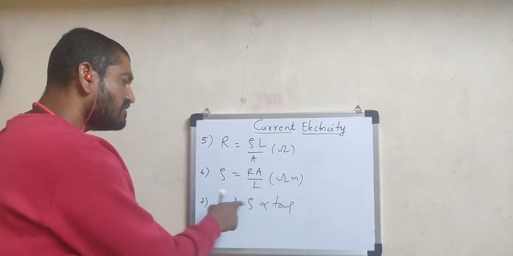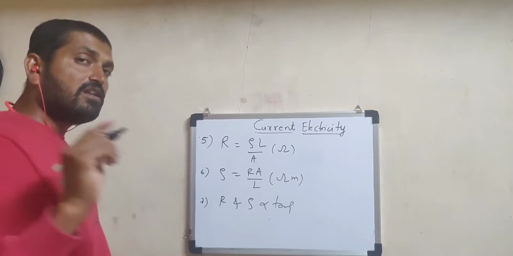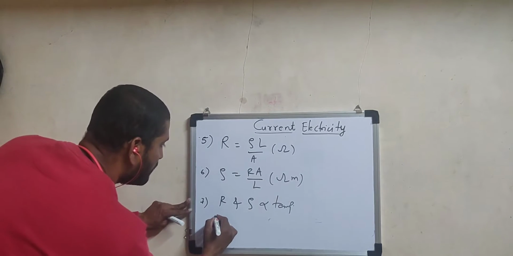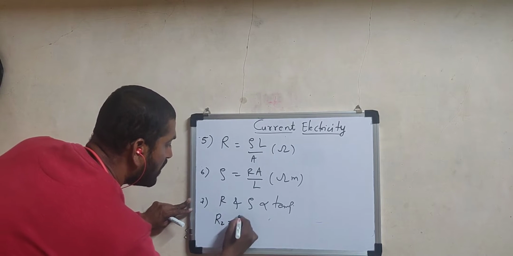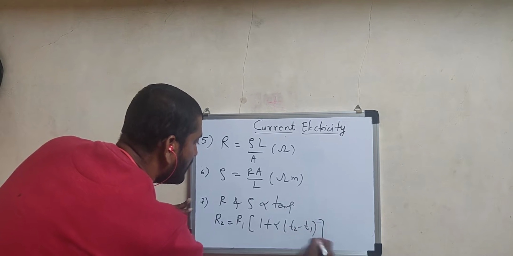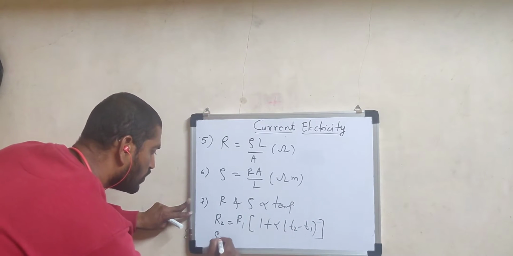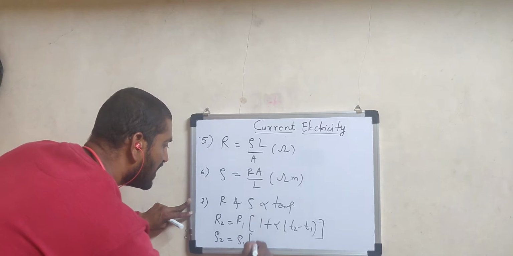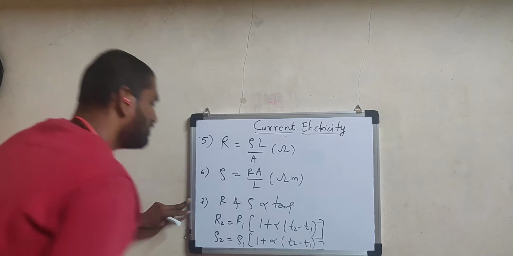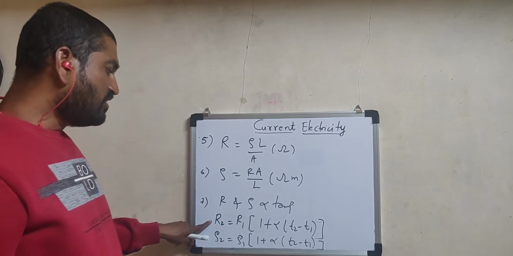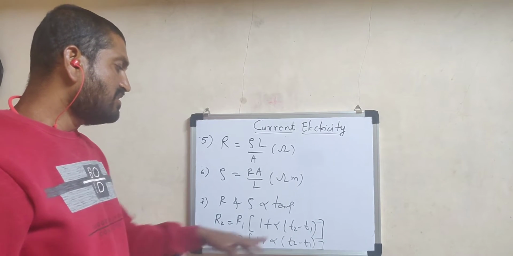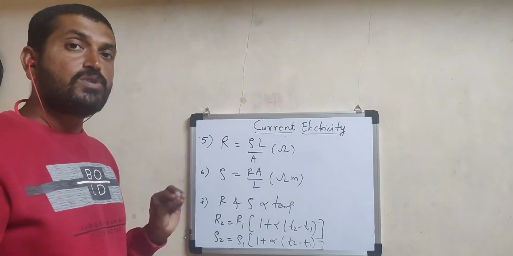If resistance or resistivity is to be calculated at a certain temperature T2, and if a value at temperature T1 is given, then we can write the formula: R2 is equal to R1 in bracket 1 plus alpha into T2 minus T1. Very important formula. Or you may write rho 2 is equal to rho 1 in bracket 1 plus alpha into T2 minus T1. Almost a similar type of formula. This is to calculate resistance at the second temperature, and this is to calculate resistivity at the second temperature. In this equation, alpha is called the temperature coefficient of resistance.